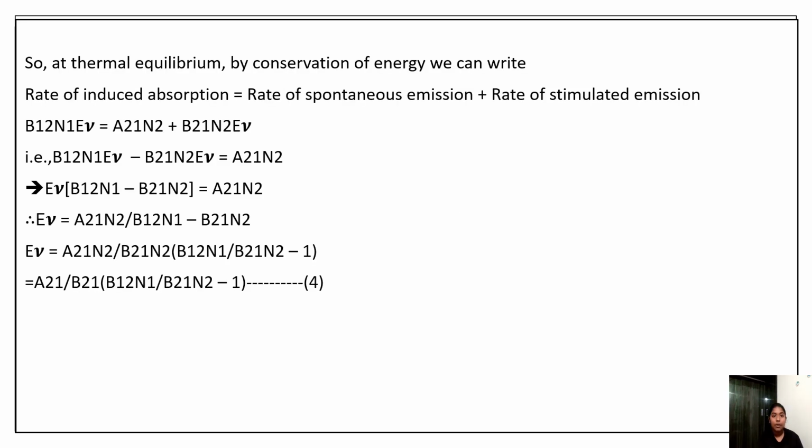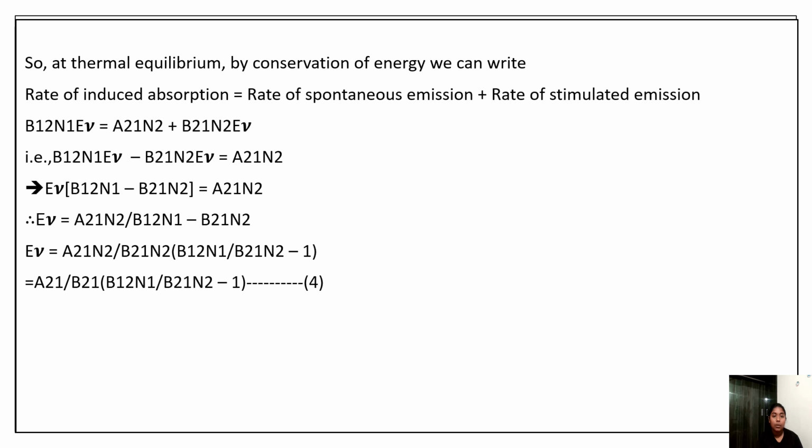So at thermal equilibrium, by conservation of energy, we can write that the rate of induced absorption is equal to the rate of spontaneous emission plus the rate of stimulated emission. B12 N1 E mu is equal to A21 N2 plus B21 N2 E mu. Taking B21 N2 E mu to the left side, that is B12 N1 E mu minus B21 N2 E mu is equal to A21 N2.